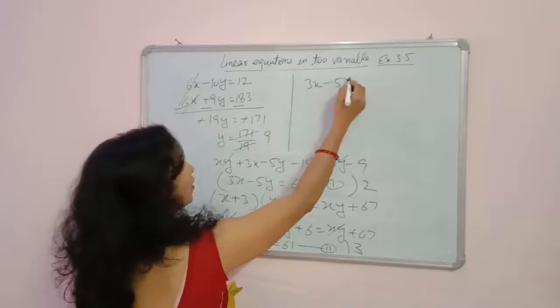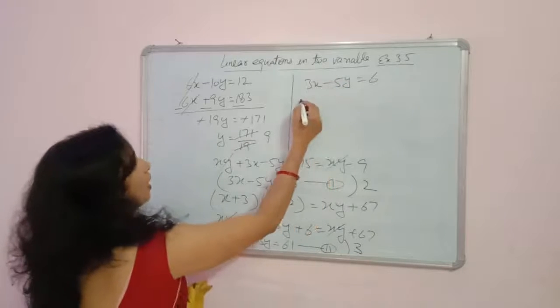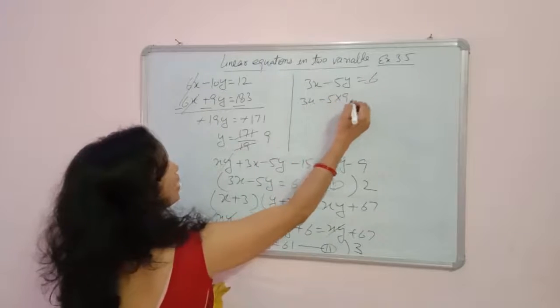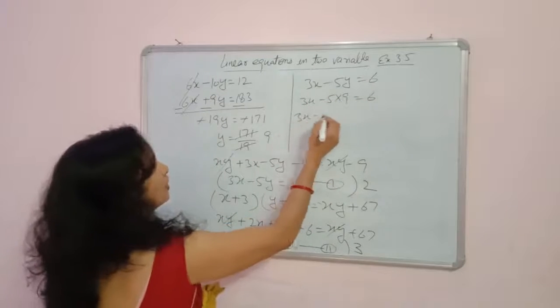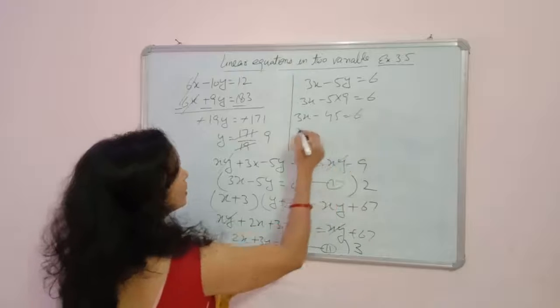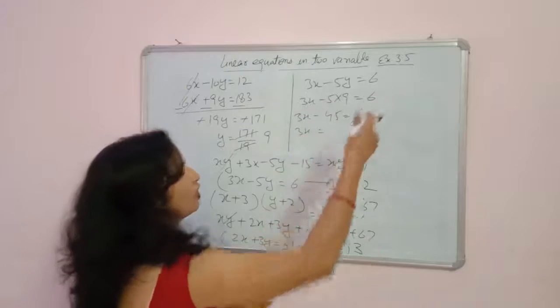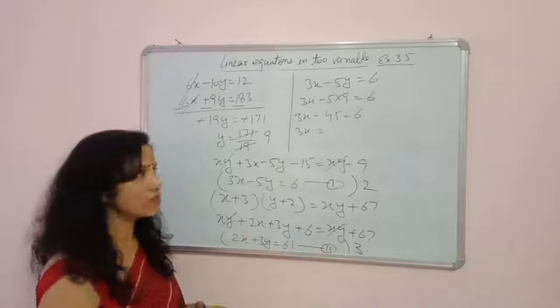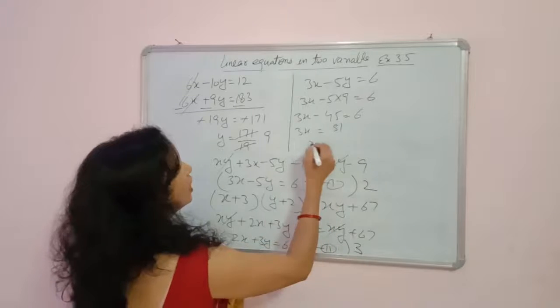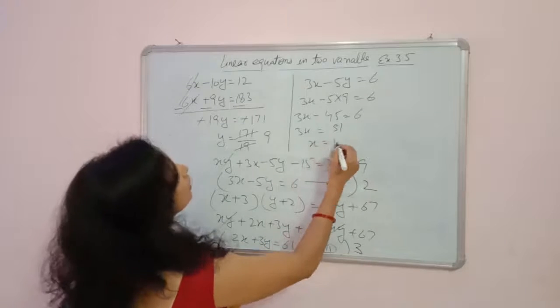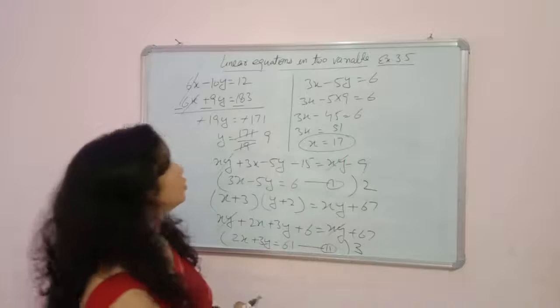3x minus 5y is equal to 6, so 3x minus 5 into 9 is equal to 6. Then 3x minus 45 is equal to 6. 3x is equal to 6 plus 45, since 45 goes to the RHS with the positive sign. So it will become 51. And what is the value of x? 17. Yes, so these are the answers.